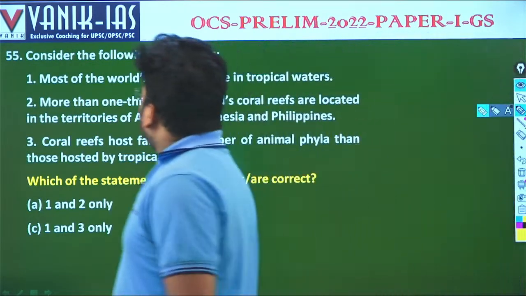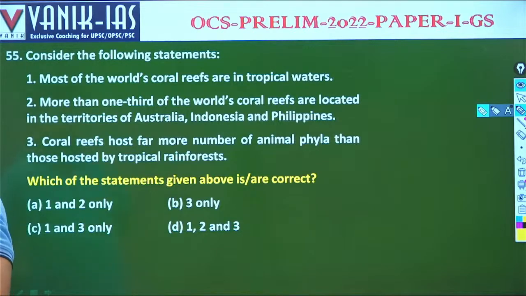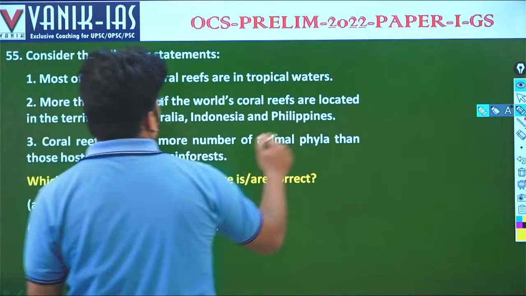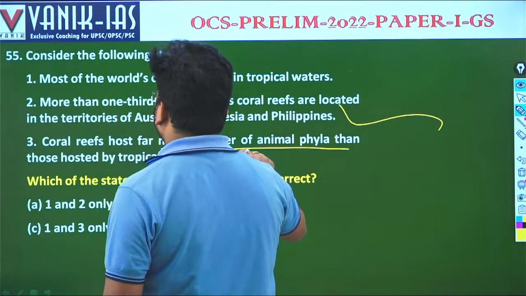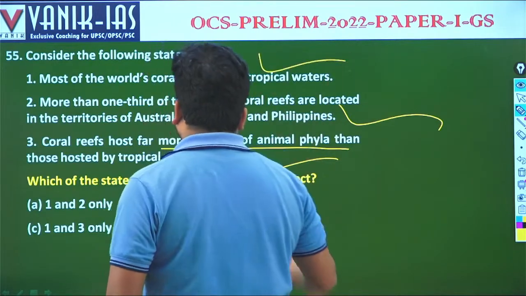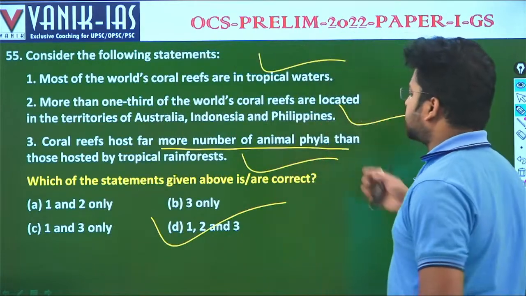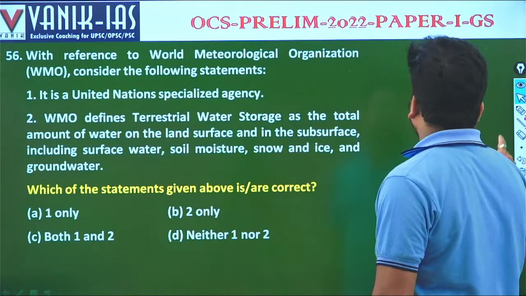Question number 55. Most of the world's coral reefs are found in tropical waters. More than a third of the world's coral reefs are located in the tropical territories of Australia, Indonesia and the Philippines. Yes, this is right. Coral reefs host far more animal phyla than tropical rainforests. Yes, so it is also right. All the statements are right regarding coral reefs. They possess a high level of biodiversity. Great Barrier Reef was recently in the news in Australia.